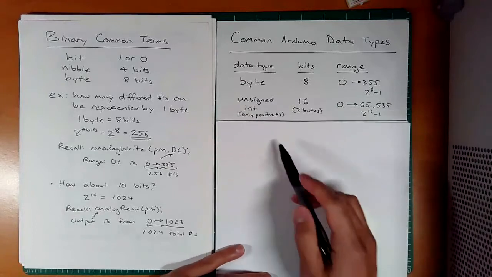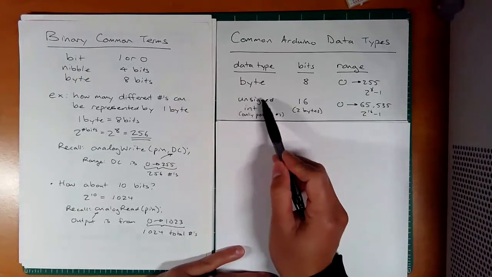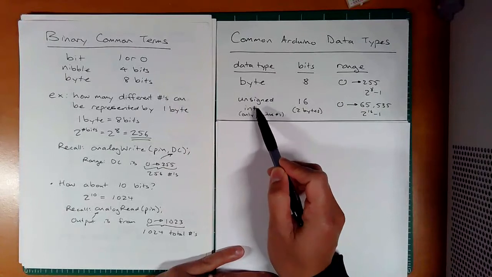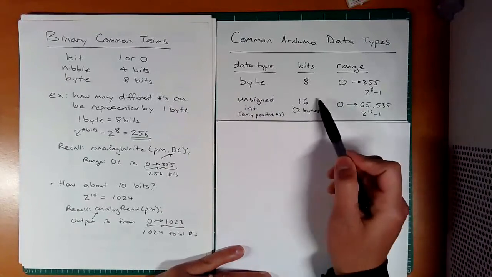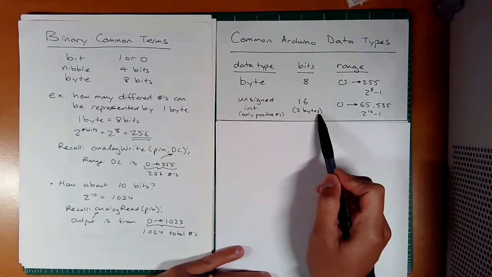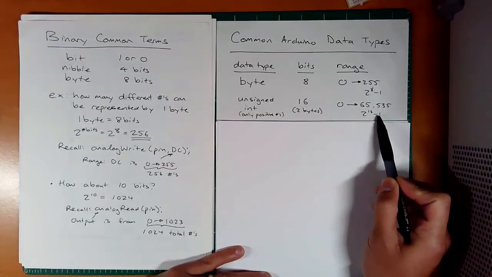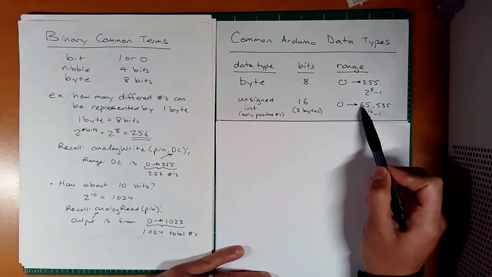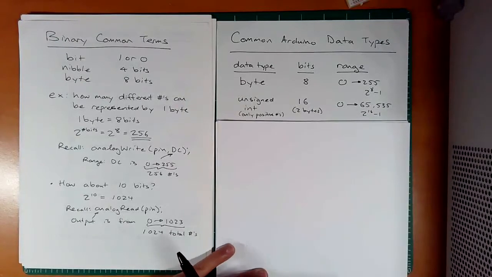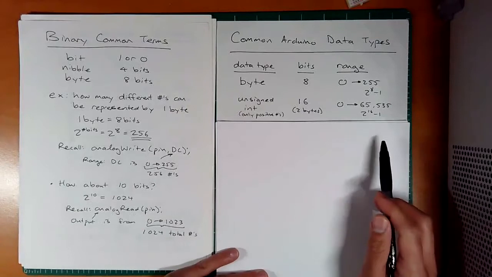Okay. Now we haven't used an unsigned int, but we have used an unsigned long. But an unsigned int uses 16 bits or 2 bytes. And so you go from 0 to 2 to the 16 minus 1. So 2 to the 16 minus 1 is 65,535. Okay, that's a pretty big number, right?